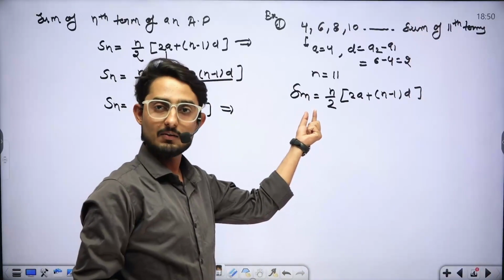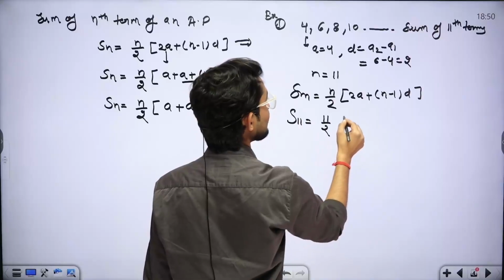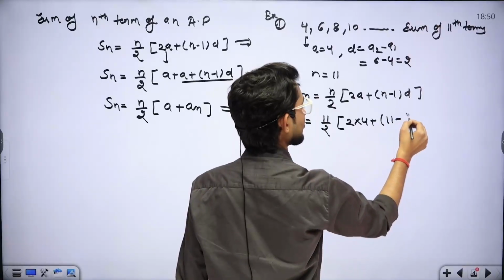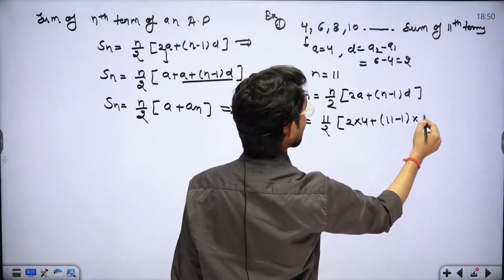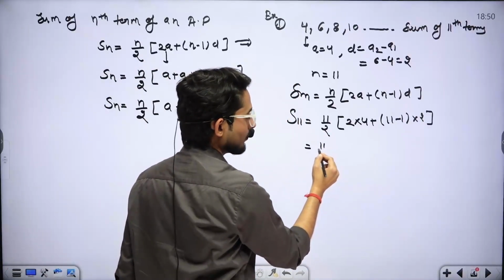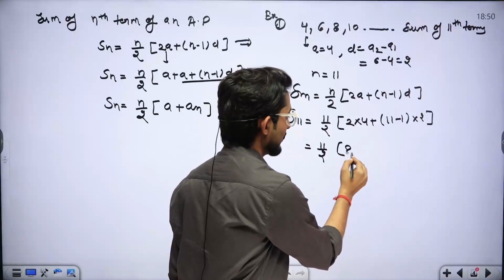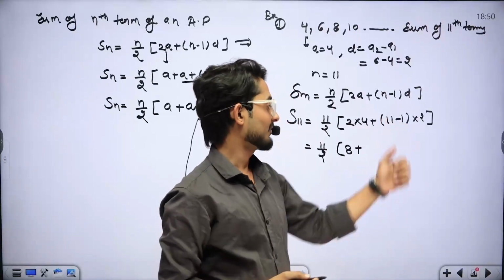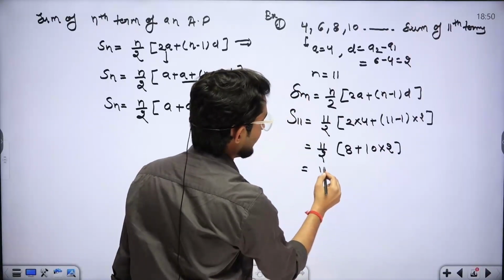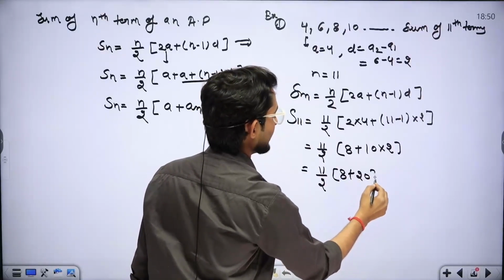Here n is given as 11, so put n equal to 11. 11 by 2, here a is given as 4, so 2 into 4 plus n is 11, so 11 minus 1 into d, the common difference, which is given as 2. Now try to solve this. 11 by 2, and 2 into 4 is 8, plus when you subtract 1 from 11 you get 10 into 2. So 11 by 2, 8 plus 10 twos are 20, 20 plus 8 equals 28.